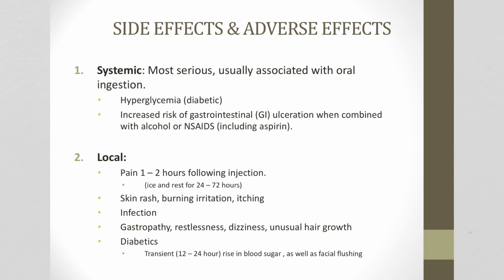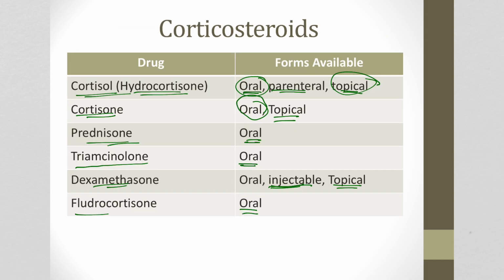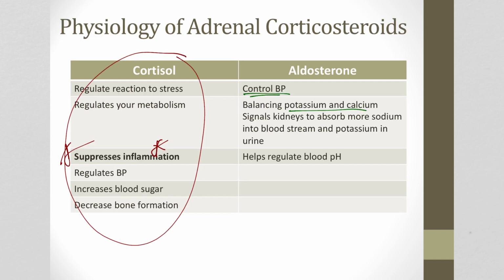In terms of systemic and adverse side effects, the most serious systemic effect would be hyperglycemia. And why is that, right? If we were to go back to this slide, why would we say hyperglycemia? Tell me one reason. Great, because we know that cortisol does what? It increases blood sugar, right?